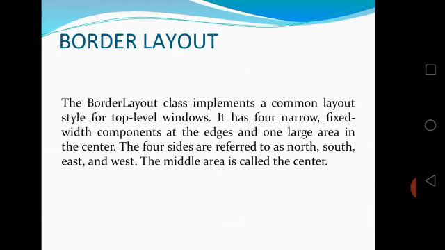Next, border layout. The name indicates a border on 4 sides. It is a common layout for top level windows. It has 4 narrow fixed width components at the edges and a large area in the center. They are divided into top, bottom, left, right, and in the center a large area is placed. The 4 sides can be referred to as north, south, east and west, and the middle area can be represented as center.